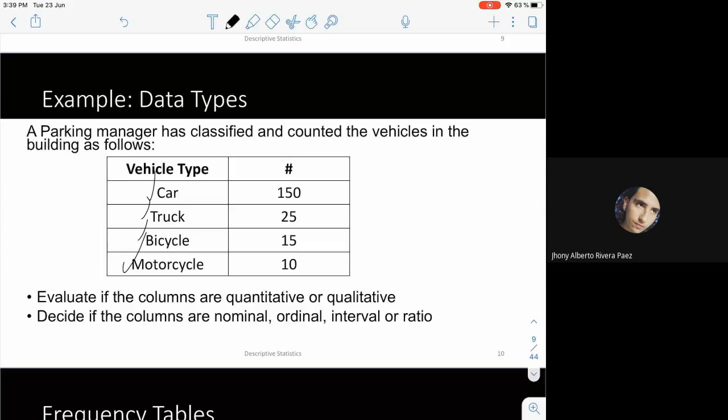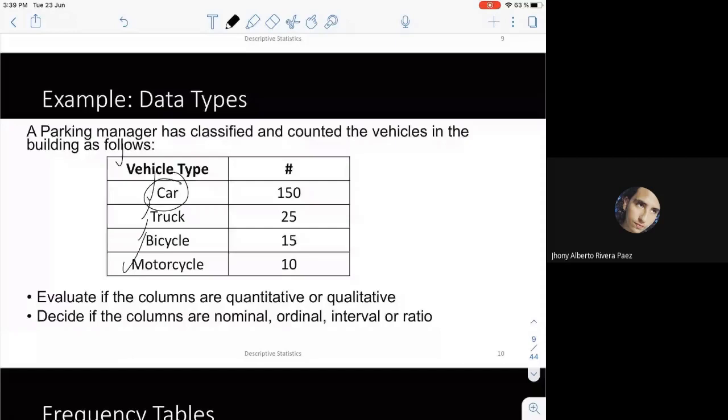All right, so here we mainly have only one variable, which is the vehicle type. That's the variable that we have in this problem. Now that variable is clearly a qualitative variable, it's not quantitative, because the vehicle type is an attribute, right? So you just need to visualize the vehicle and check whether it is a car, truck, bicycle, or motorcycle.